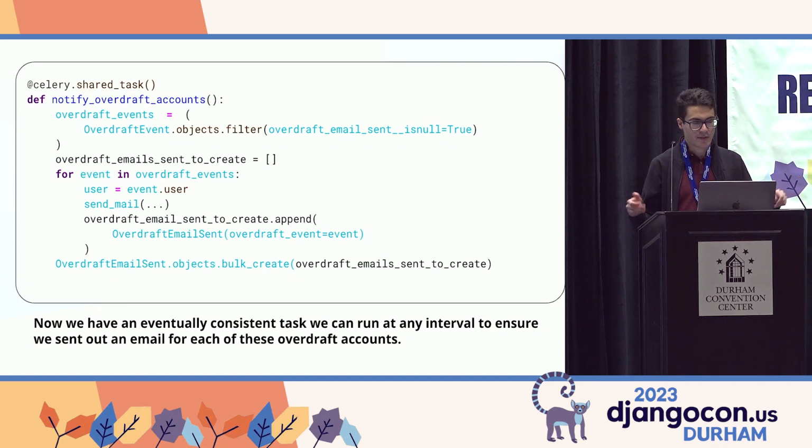And now what we can do is have a Celery task that filters on these events that don't have this one-to-one object existing. And then we can send out those emails and then create the object, right? So what we have here now is almost like an eventually consistent type of task. If there are no emails to send out, it's just going to be a no-op. But if there are, you're always going to ensure that you have those all sent out.